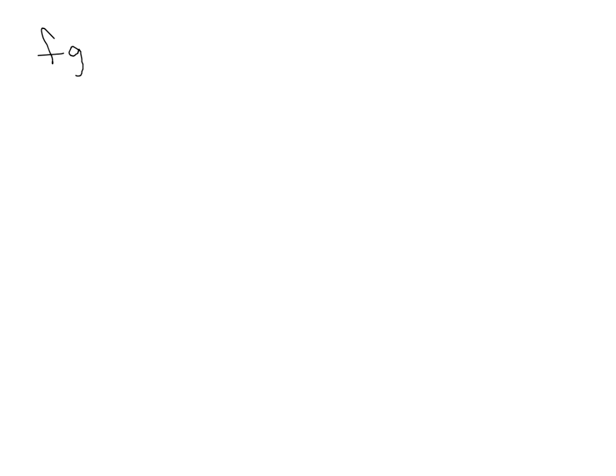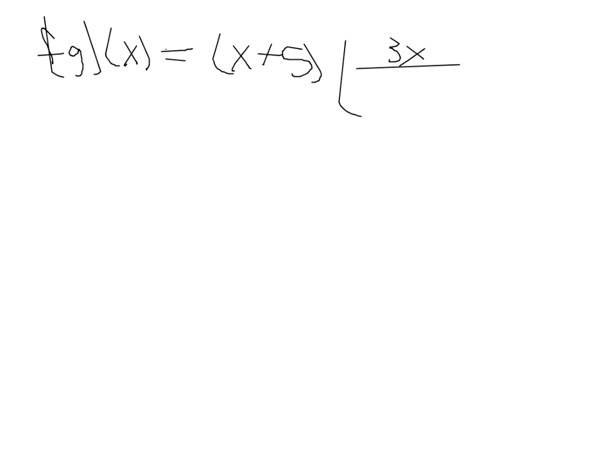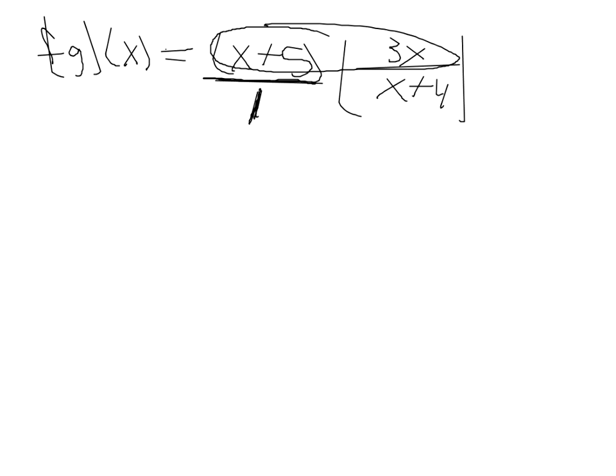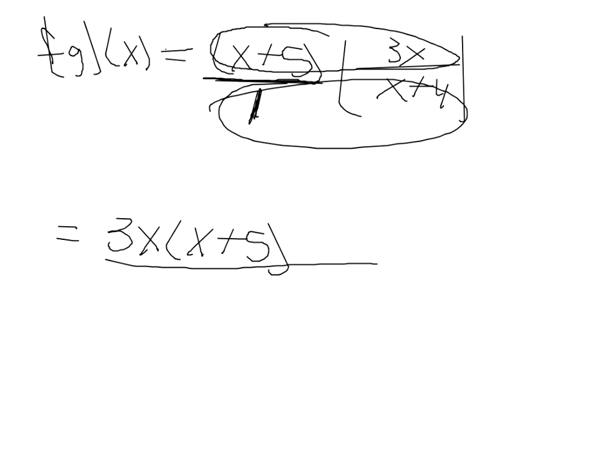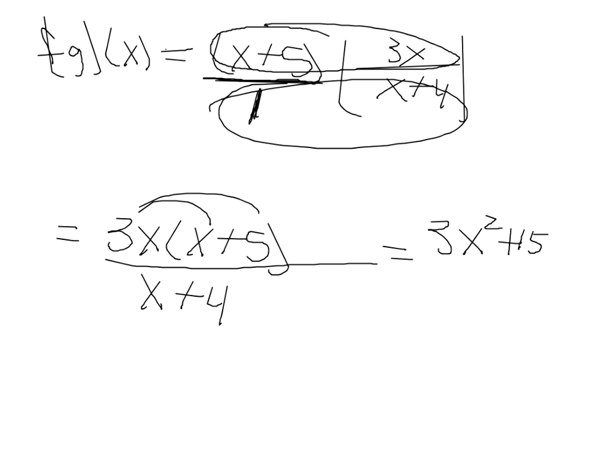All right, the next one we're going to do is f times g. So that's going to be x plus 5 times 3x over x plus 4. And we multiply just like fractions. Since this is x plus 5, I can rewrite it as x plus 5 over 1, and then I multiply across the top. And I multiply across the bottom. Of course, it's times 1. So I just get x plus 4. So I get 3x squared plus 15x over x plus 4.